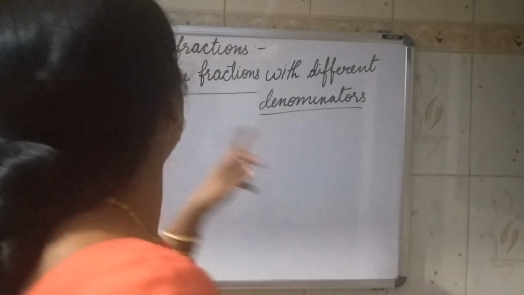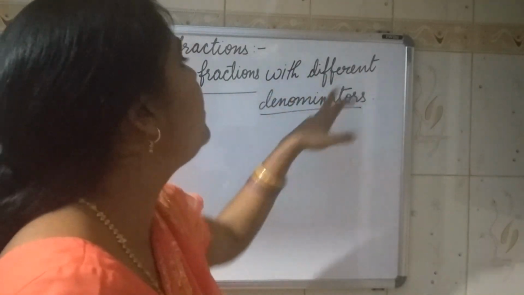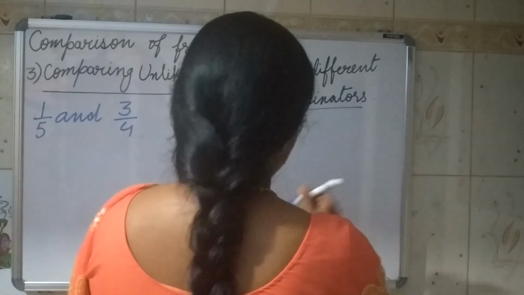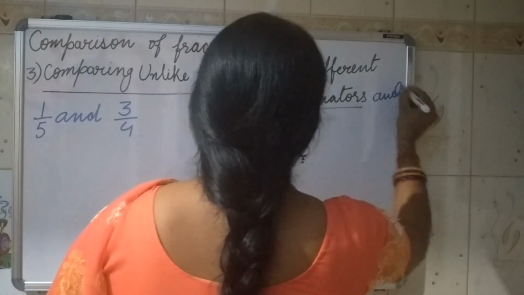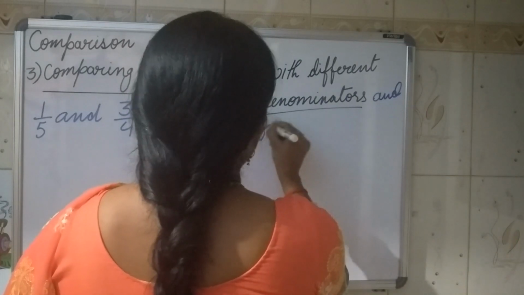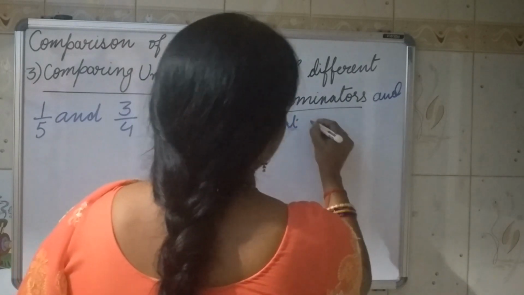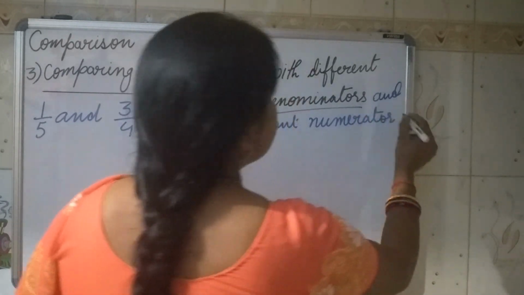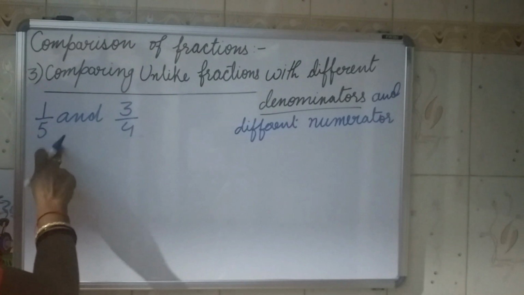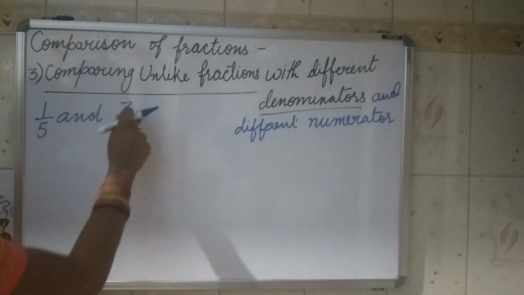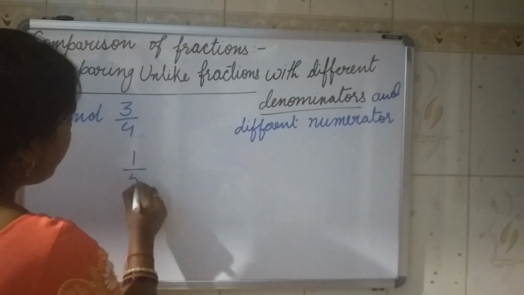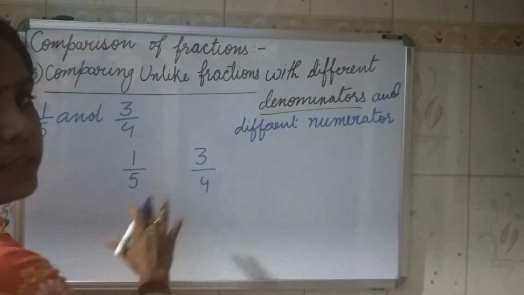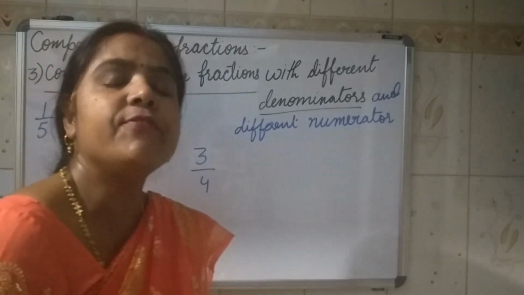Now the third one is comparing unlike fractions with different denominators and different numerators. I will explain it with the help of an example. I have taken one fraction 1 by 5 and 3 by 4. If you see 1 by 5 and 3 by 4, both numerator and denominator are different in both the cases. Okay. Then how will we check which one is the greater fraction?